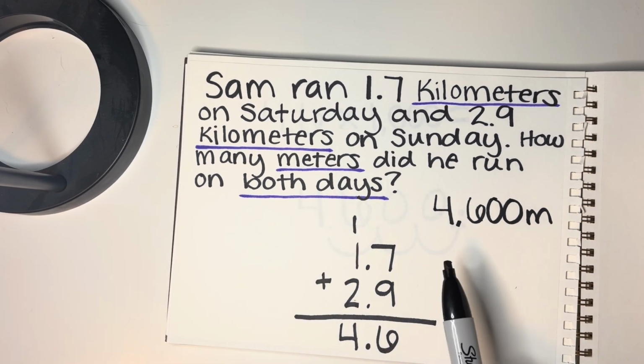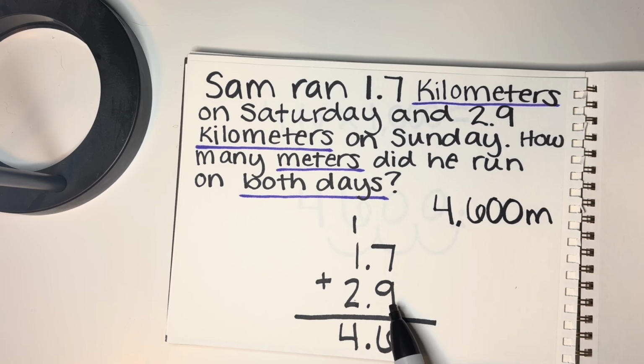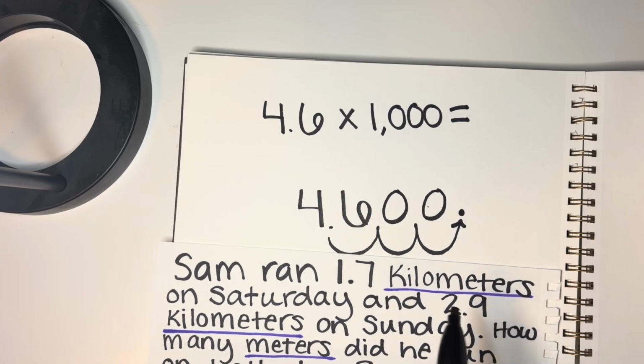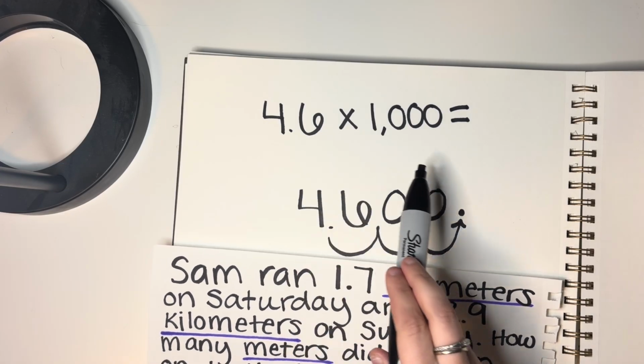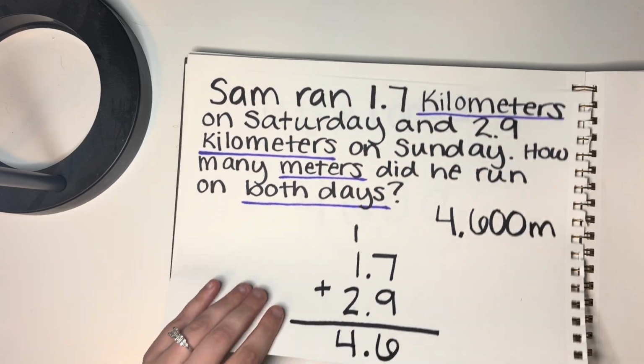That's how many meters Sam ran between Saturday and Sunday. And again, I found that by adding the 2 kilometer values that the problem gave me and then converting it into meters by multiplying by 1,000.